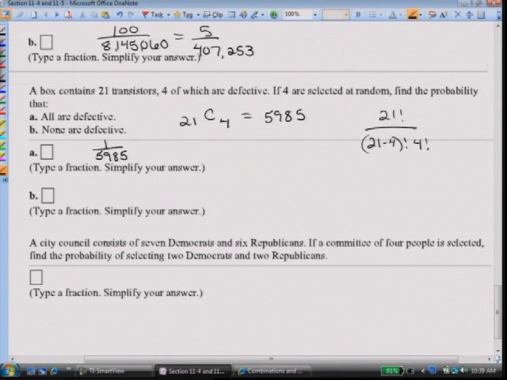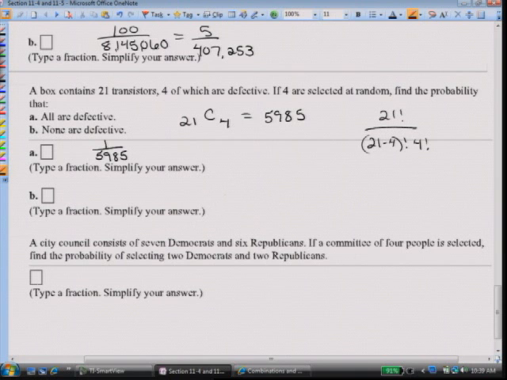Now, to get the next one, it says none are defective. Okay? So what you want to do is think of it with slots to get those number of ways. How many non-defective are there? How many good ones are there? Well, if there's 4 that are defective, there are 17 that are non-defective. Does that make sense?